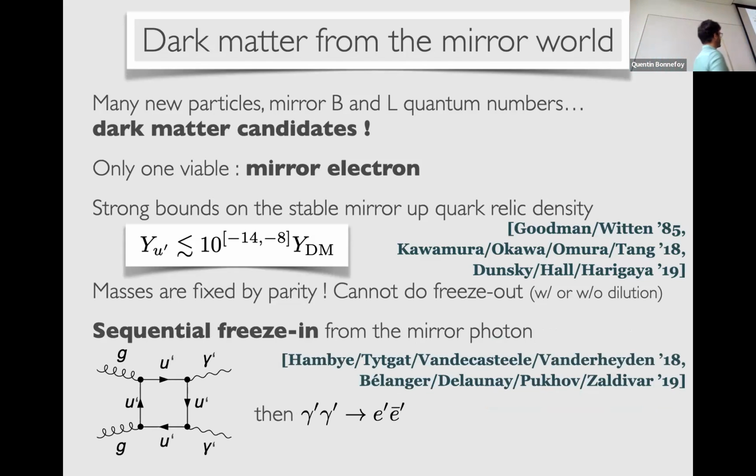And the only thing we could find that works is the sequential freezing mechanism from the mirror photon. So what we are doing is we start from a standard model bath of only the standard model, no mirror particles, so that's our starting point. And you can freeze in the dark photon, and from that dark photon you can freeze in again the dark electron. So we found that the parameter space that works has neither of those two particles in equilibrium with the standard model. So it's really a succession of two freeze-ins.